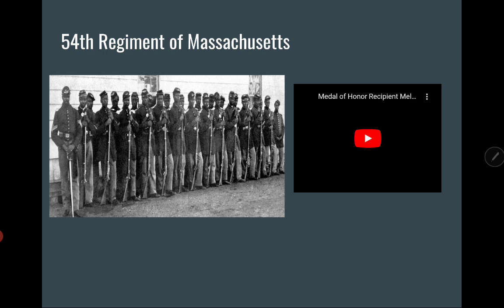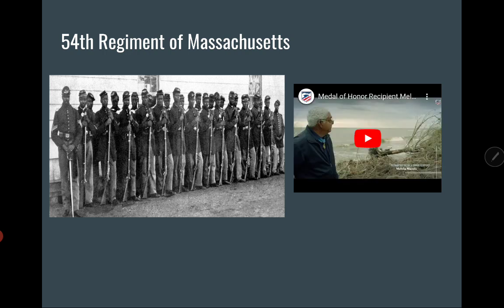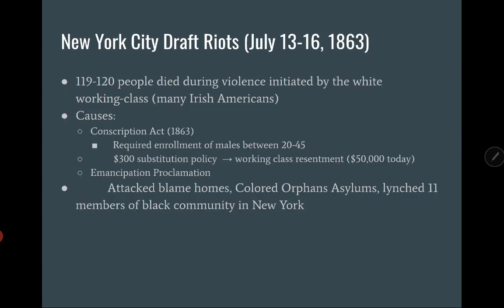Probably one of the most famous regiments is the 54th Regiment of Massachusetts, which the movie Glory shows. It's kind of an older movie at this point. So the Emancipation Proclamation, the advantage of it is that it allows for black troops. The disadvantage is it further divides a lot of people.